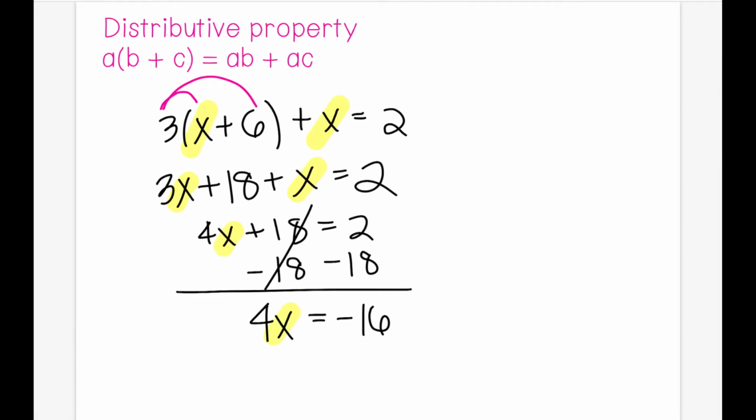Now I have this x here that is being multiplied by 4, so using inverse operations I'm going to divide by 4 on both sides. 4x divided by 4 will just give me 1x equals negative 16 divided by 4 will give me negative 4.